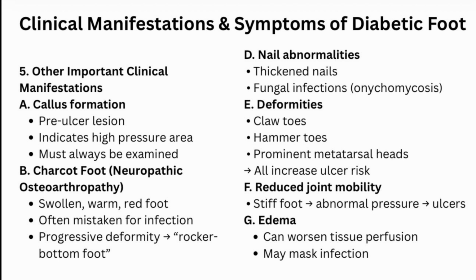Other important findings include callus formation, which is a pre-ulcer lesion and indicates high-pressure areas. Charcot foot is another important condition, characterized by a swollen, warm, and red foot, often mistaken for infection. Over time, it can lead to significant deformity, known as a rocker bottom foot. Additional findings include nail abnormalities, such as thickened nails and fungal infections. Foot deformities, including claw toes and hammer toes, increase ulcer risk. Reduced joint mobility leads to abnormal pressure distribution. Edema can worsen tissue perfusion and may mask infection.